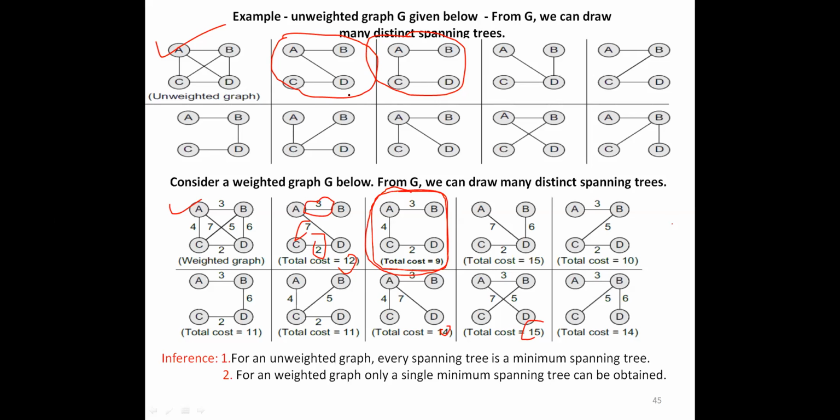One more point we have to note down. For example, you have another spanning tree. It also has a cost of 9. This is just an example I'm telling.